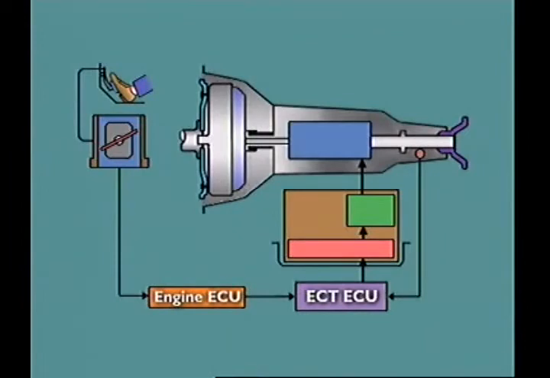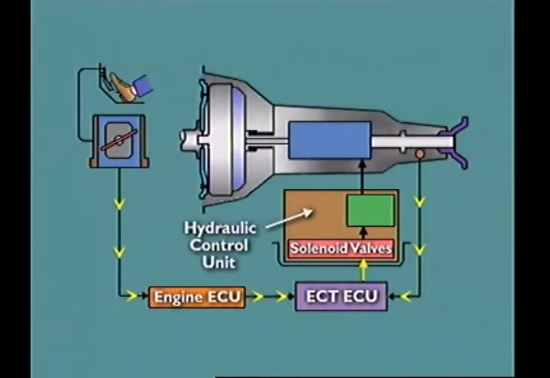In an electronically controlled transmission, the speed of the vehicle and the throttle opening are sensed by the vehicle speed sensor and the throttle position sensor. This information is sent as electrical signals to an ECU. The ECU combines this input data with information in its memory, then sends output signals to electrical solenoids in the hydraulic control unit. The solenoids control the movement of the shift valves, which in turn controls the shifting of the transmission.